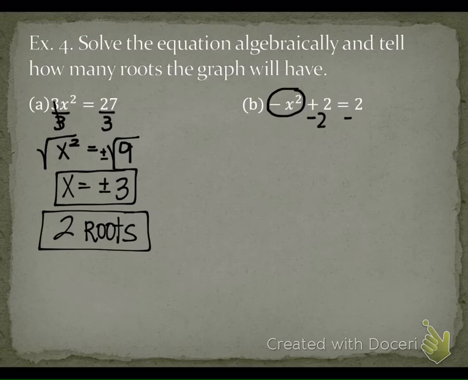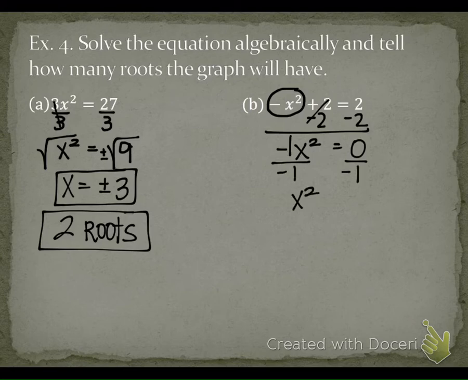All right. Now, Jordan, is x squared by itself yet? No. Jordan, how do we get x squared by itself? Divide by what? What's understood to be in front of that x? A 1. So we're going to divide both sides by -1. So x squared is going to equal 0.